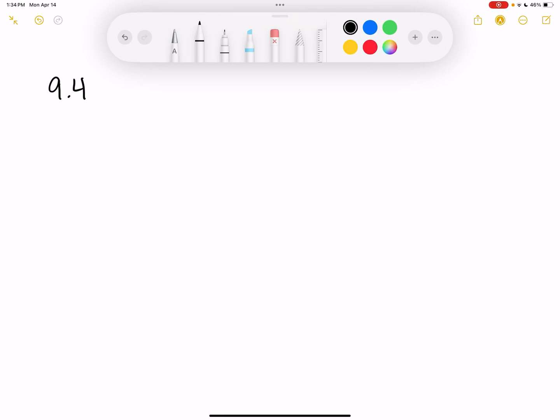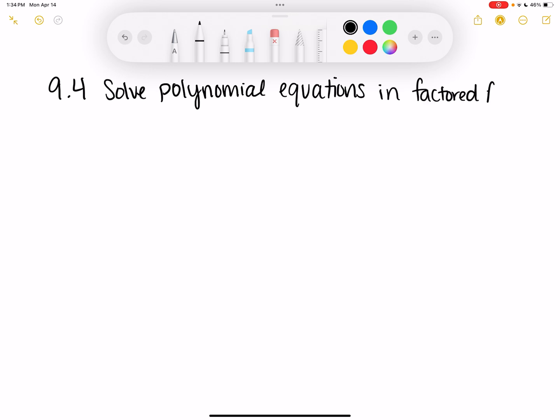We've got 9.4, solve polynomial equations in factored form. So I think y'all did some foiling before, where you had the two parentheses with things in them and you were multiplying the stuff in them. These will already be in that form, but we're going to actually be solving them, basically solving for the variable. It's way easier than that stuff in my opinion.